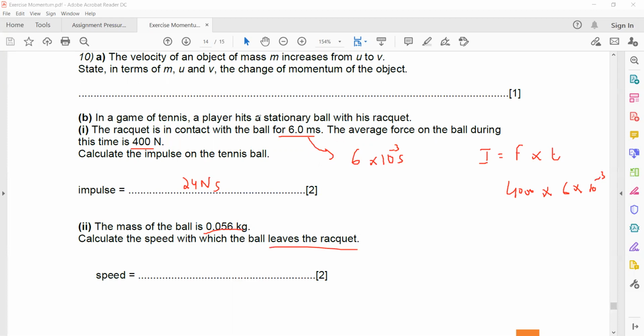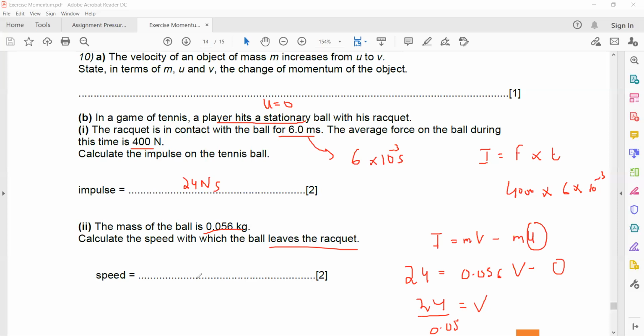Originally, you can see a player hits a stationary ball. Now you will use the second formula for impulse. Impulse is change in momentum, which is mv minus mu. And the ball was stationary, so initially it will be 0. Impulse is 24. Mass of the ball is 0.056. Speed of the ball you don't know. And because initial is 0, this whole factor will be 0. So 24 divided by 0.056, you will get the speed at which the ball will leave the racket. Is it clear?